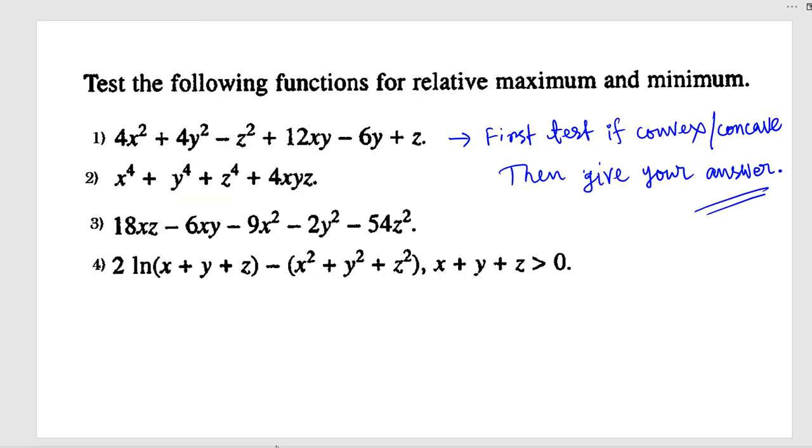So again, there are some practice problems. Try to verify these results, whether the functions have a maximum or minimum. Try to find out the results.